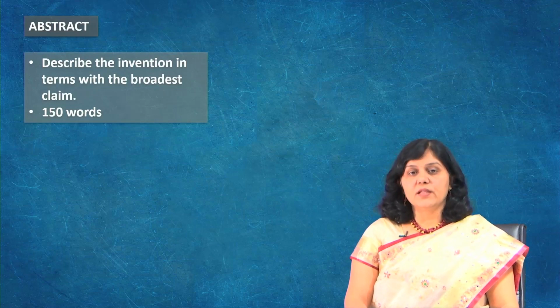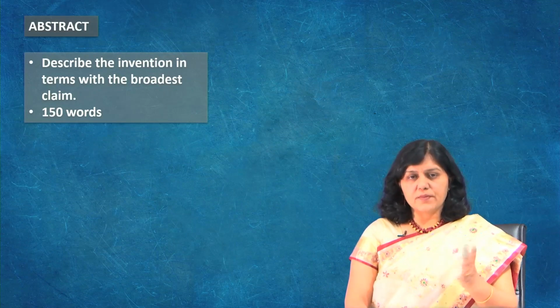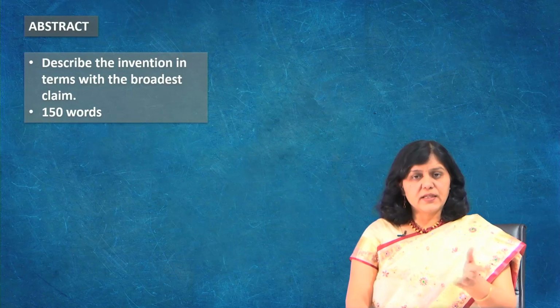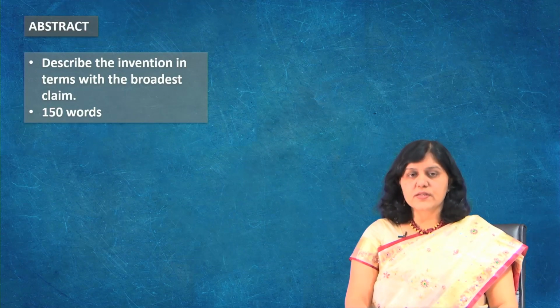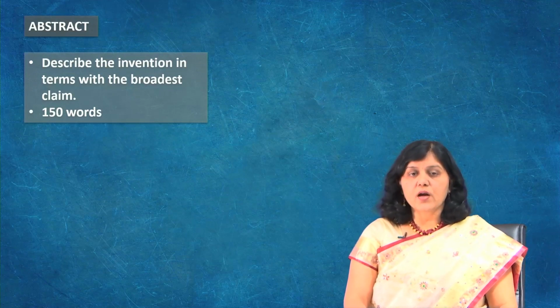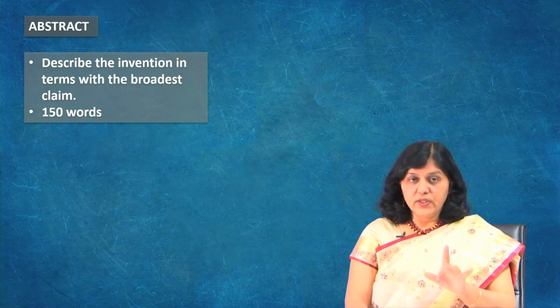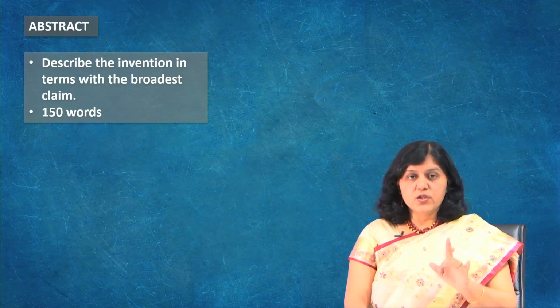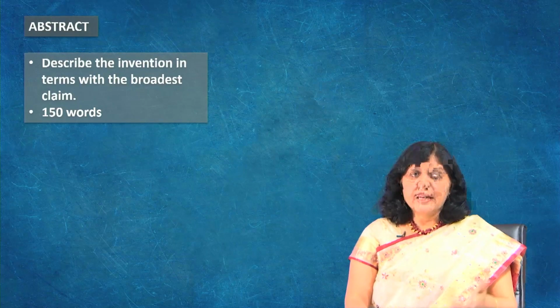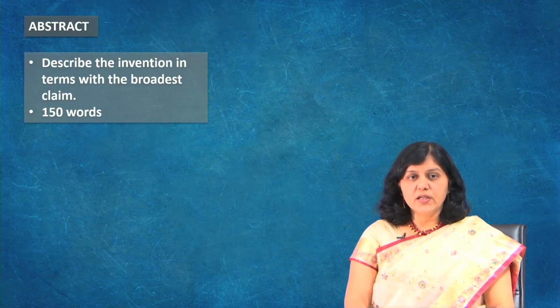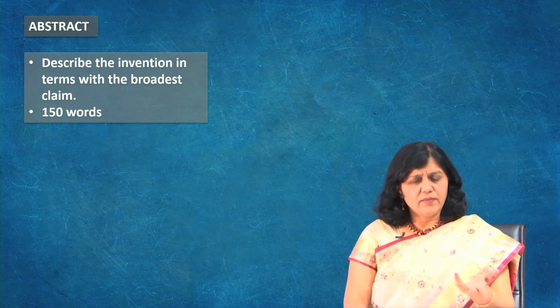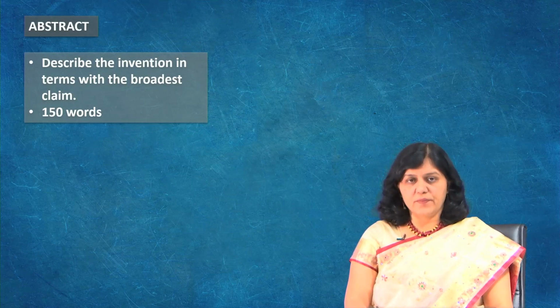Then the last part of the patent document is the abstract. The abstract must describe the invention in terms of the broadest claim. Generally, the broadest claim is written as the abstract, but it is obviously not mandatory. It is the decision of the patent attorney how to draft that abstract, but the rule is that it should be only 150 words. It should be as concise as possible. It is just like a summary of the invention, and many times it is the broadest claim.